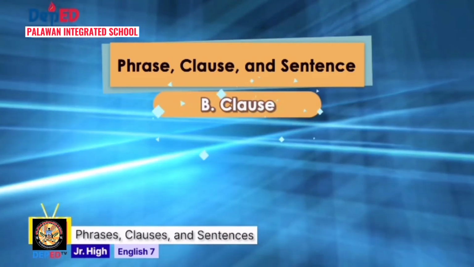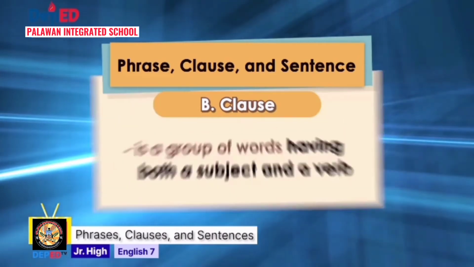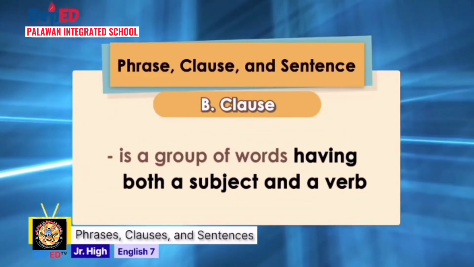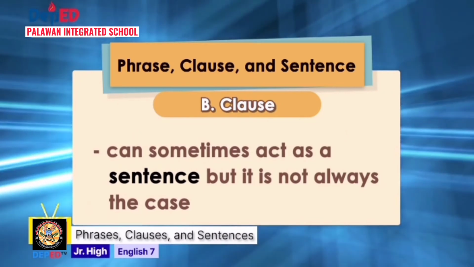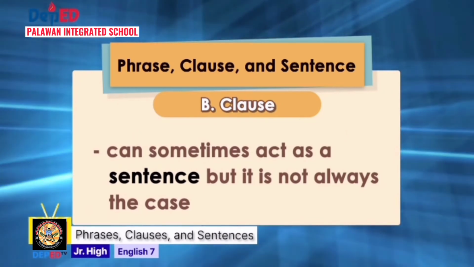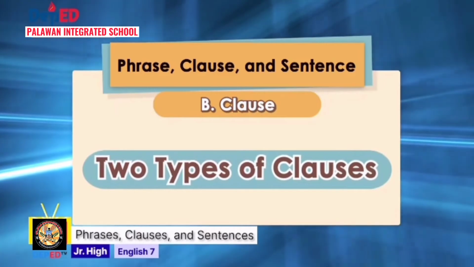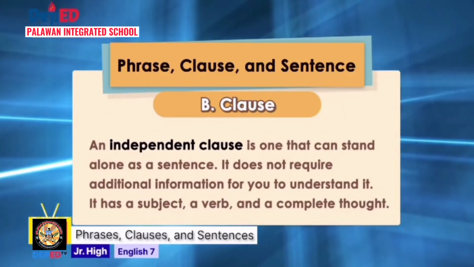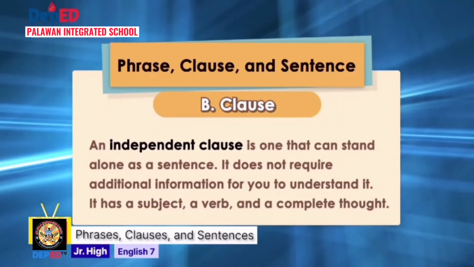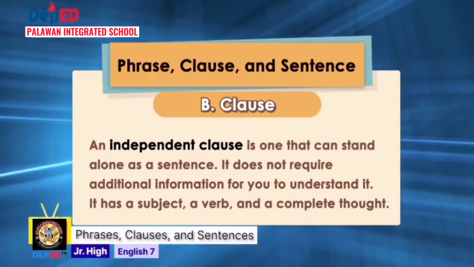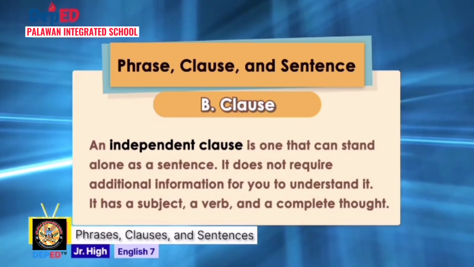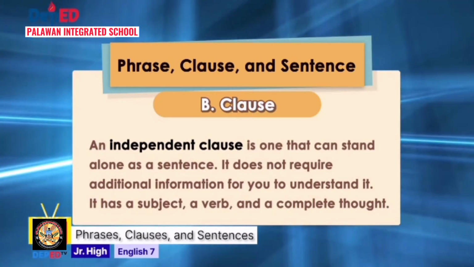Letter B. Clause. A clause is a group of words having both a subject and a verb. It can sometimes act as a sentence, but it is not always the case. Two types of clauses. An independent clause is one that can stand alone as a sentence. It does not require additional information for you to understand it. It has a subject, a verb, and a complete thought.